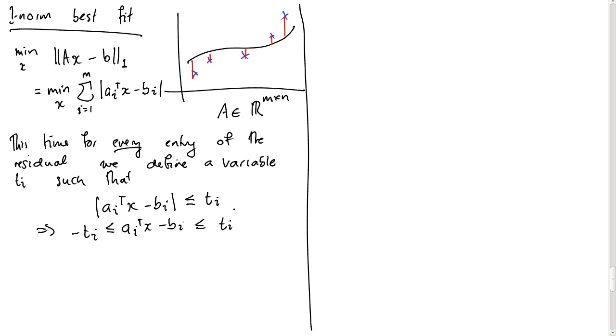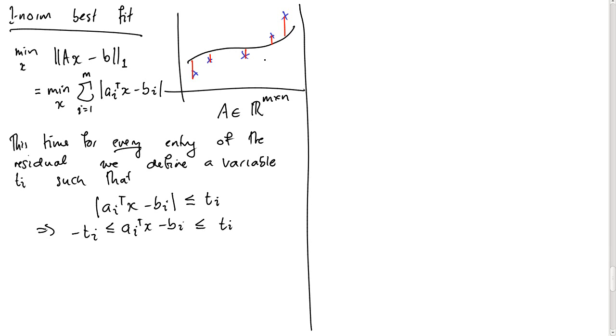And ti will turn out to be positive, just like it was before. Okay, so if we want to minimize the one norm then what we're doing is we're minimizing the sum of the ti's. How does that work? Well, ti is an upper bound on how big the ith deviation is. So ti is an upper bound on the ith deviation. If we sum up all of those upper bounds, then we have an upper bound on the total deviation.